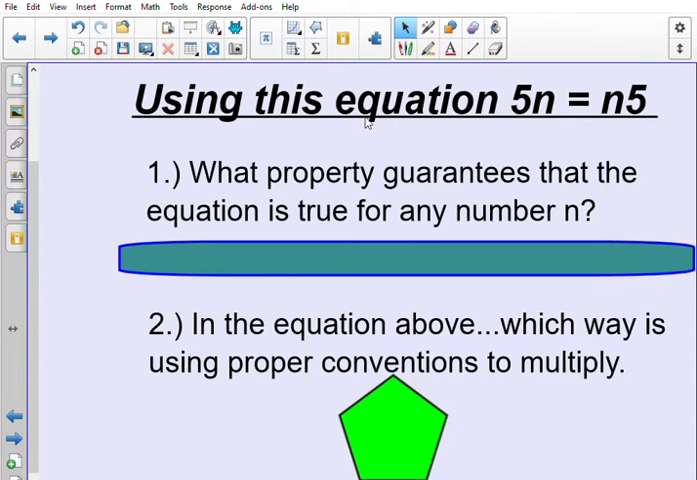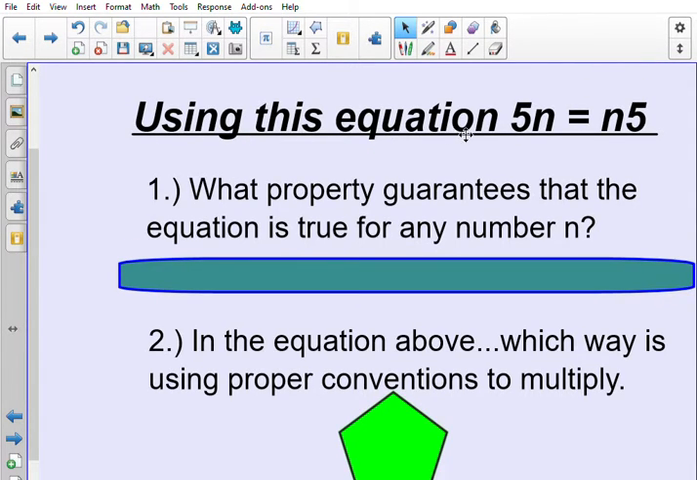Okay, we made it back. We are using the equation 5n equals n5. Number one asks, what property guarantees that the equation is true for any number n? Number 2 asks, in the equation above, which way is using proper conventions to multiply?